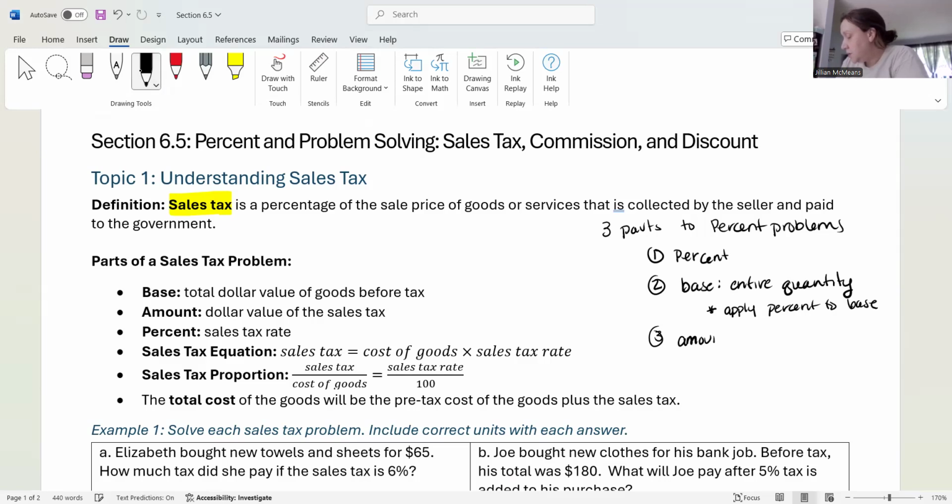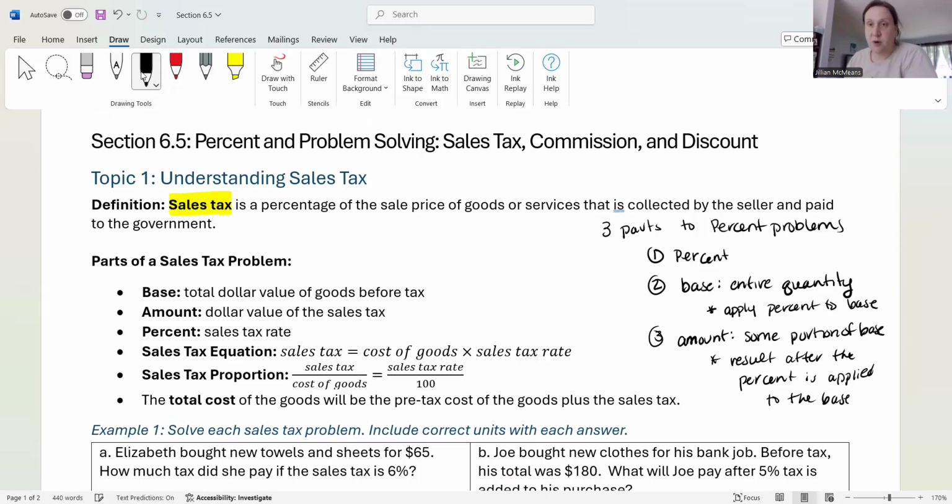So the amount is some portion of the base, and it is the result after the percent is applied to the base. So please remember that really basic information from the previous sections where we were learning just how to solve basic percent problems. Now, when it comes to sales tax, the good news is we still have a base, an amount, and a percent, but they mean something very specifically in sales tax.